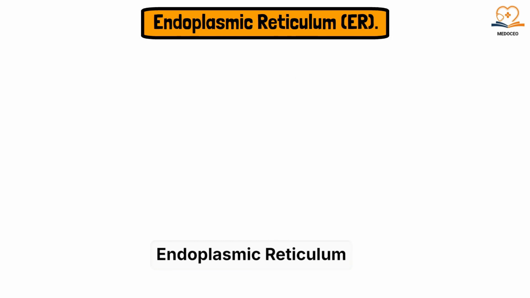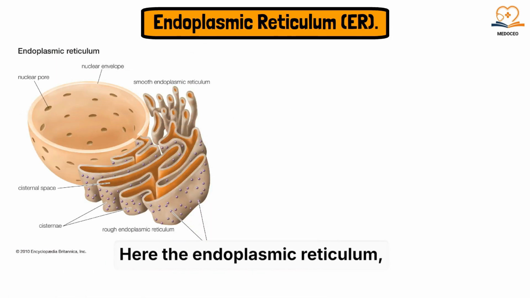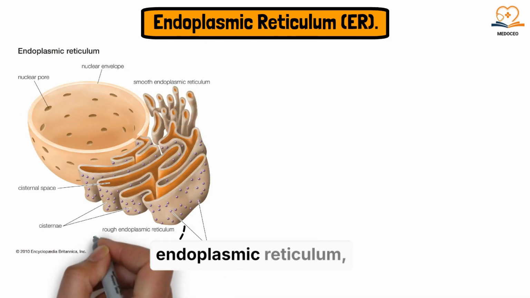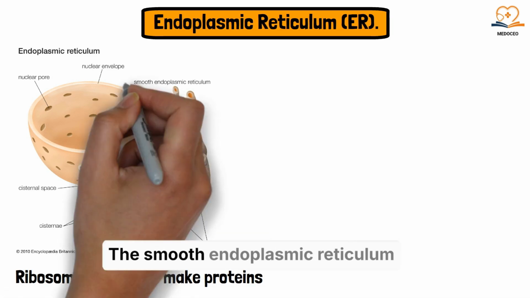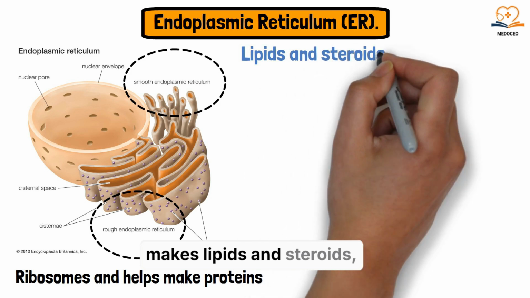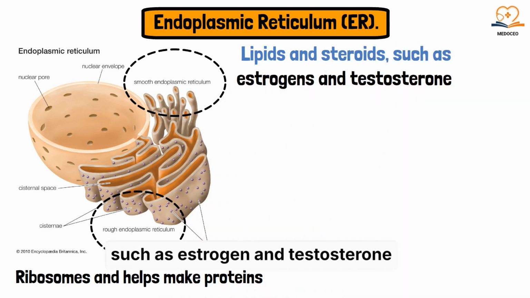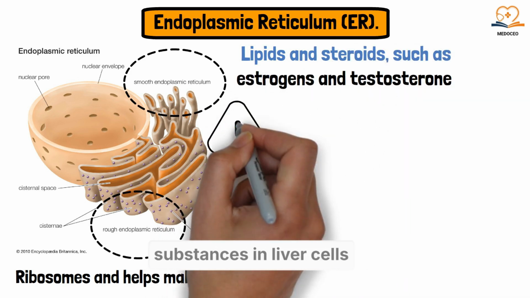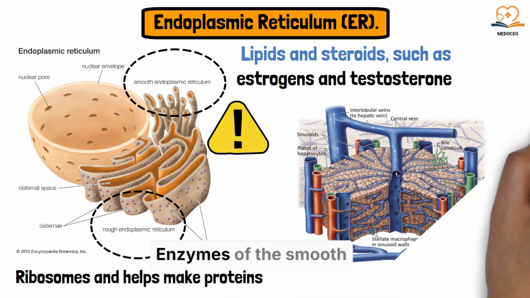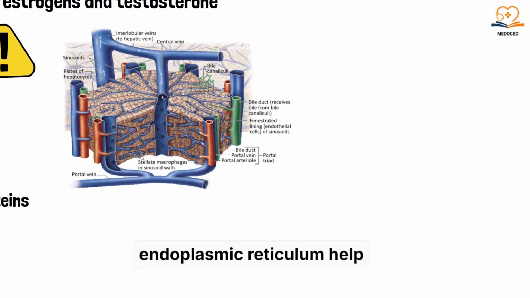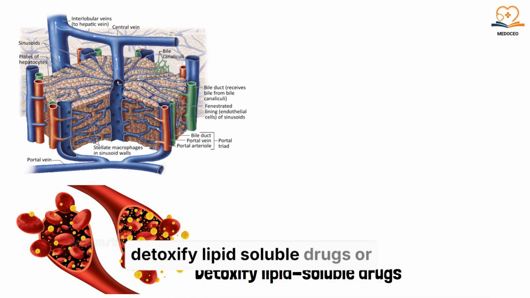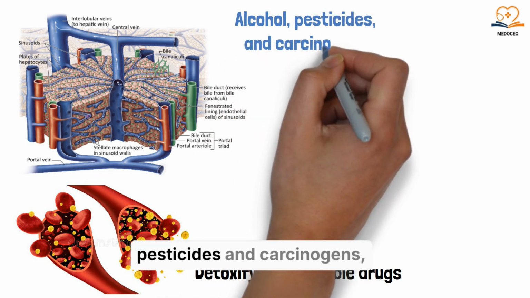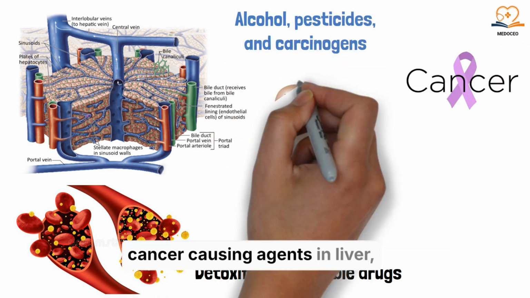Endoplasmic reticulum, ER. Here's the endoplasmic reticulum, which comes in two types: the rough endoplasmic reticulum, which has ribosomes and helps make proteins. The smooth endoplasmic reticulum makes lipids and steroids, such as estrogens and testosterone, and also detoxifies harmful substances. In liver cells, enzymes of the smooth endoplasmic reticulum help release glucose into the bloodstream and inactivate or detoxify lipid-soluble drugs or potentially harmful substances, such as alcohol, pesticides, and carcinogens, cancer-causing agents.